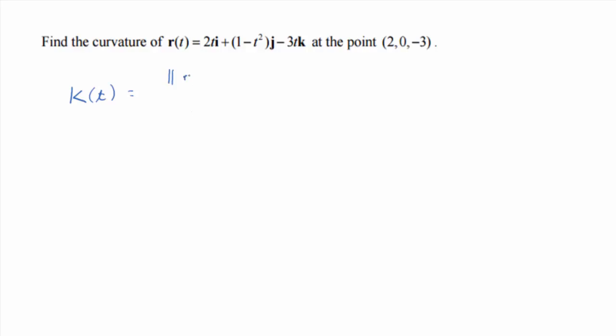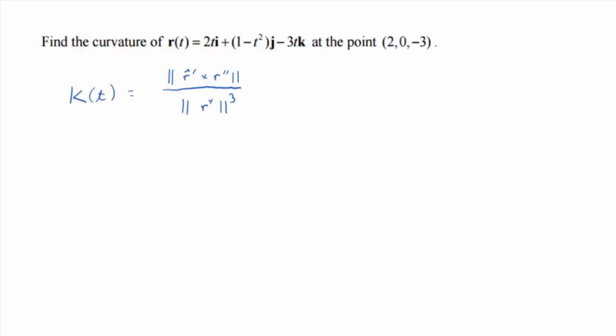Do you remember it's r prime cross r double prime? I'm leaving off the of t, but it is with respect to t. On top, the magnitude of r prime cross r double prime. Then on the bottom, it's something cubed. I tend to forget that 3 if I'm tired or not careful, so put it in right away. You'll be the same way. And then it's the magnitude of r prime, cubed. So that's the formula usually to use.